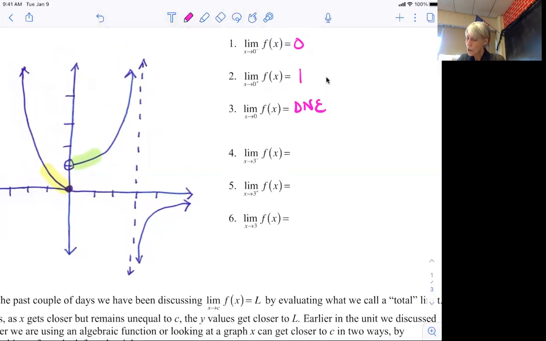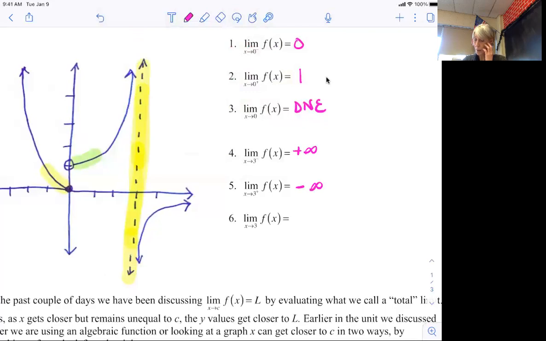The limit as x approaches 3 from the left. 1, 2, 3. So I'm looking here on my graph at 3. If I go to the left side of 3, and I consider what's happening to my y values as I plug in numbers that get closer and closer, my y values are going to positive infinity. The limit as x approaches 3 from the right. My y values are going to negative infinity.